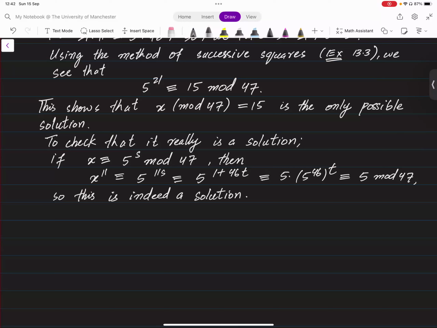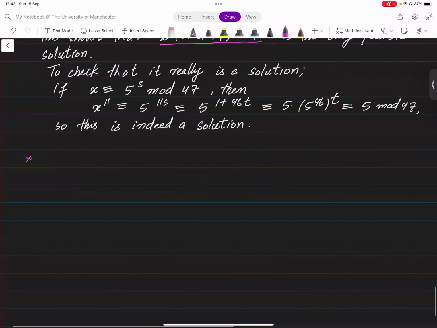So now we will talk about the general case by proposition. Let's talk about the general case. That is proposition 14.2.